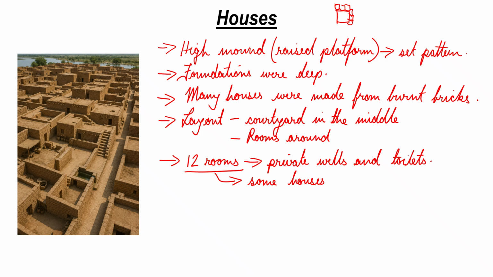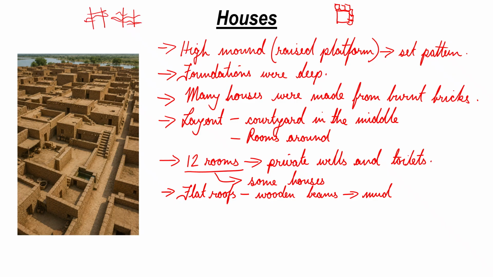The roofs were flat with wooden beams and mud. Flat roofs with wooden beams and mud. What is a beam? A beam is the support which holds the roof. Okay, so mud will be there. Suppose two pillars will be there like this, then there will be mud above it. So that is how roofs were constructed.